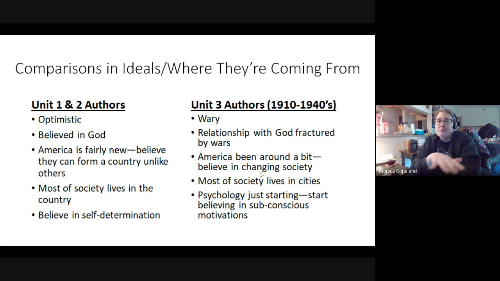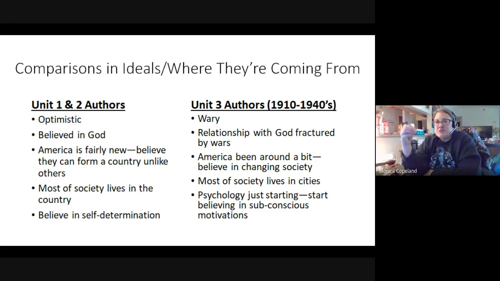They don't really believe that America can be unlike other countries, but the Unit 3 authors do believe that American society should be improved. They really believed, hey, we can make changes. They just don't go about it as optimistically as the Unit 1 and 2 authors do. For our Unit 3 authors, most of them lived in the cities. They don't live in the country anymore, so that also shows some of their perspective.